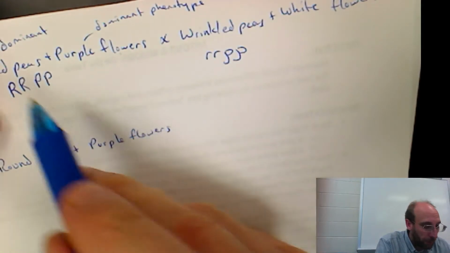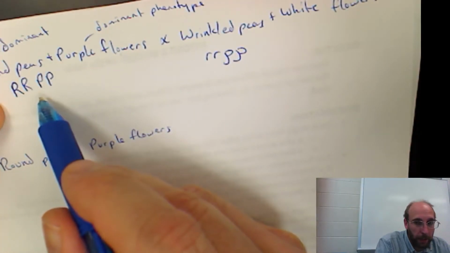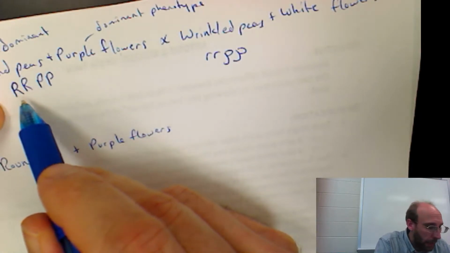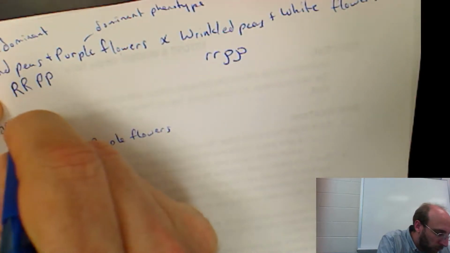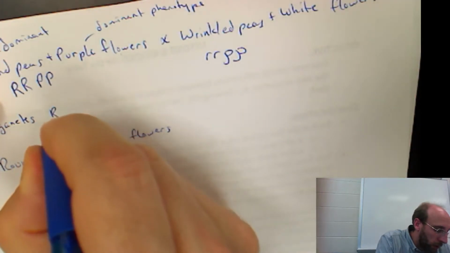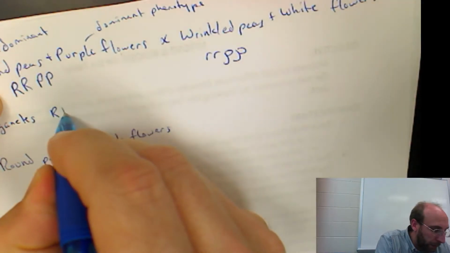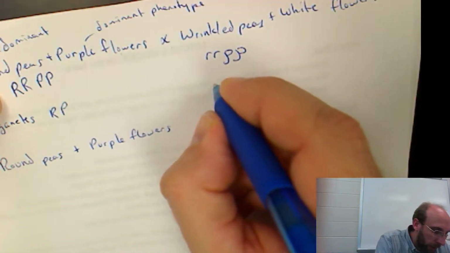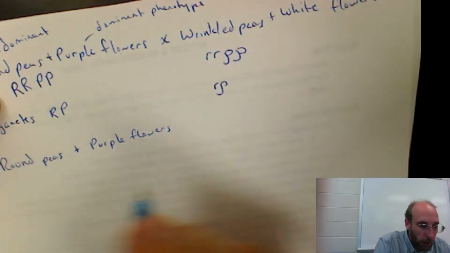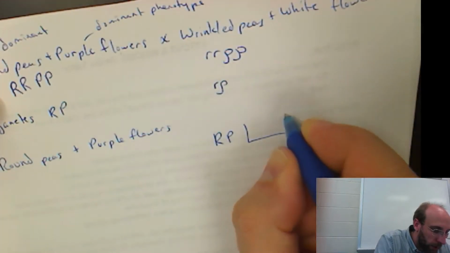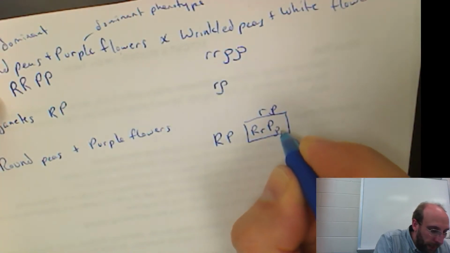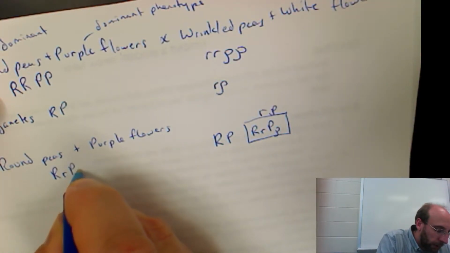When these are crossed, this parent can only make one type of gamete. During meiosis, these two genes separate, and only one of each gene is passed on to the offspring. So the only gamete that this could make is a big R and a capital P. And this one, the only gamete that could be made is a little r, little p. So if we draw a little Punnett square for these, the F1s are going to be heterozygous.